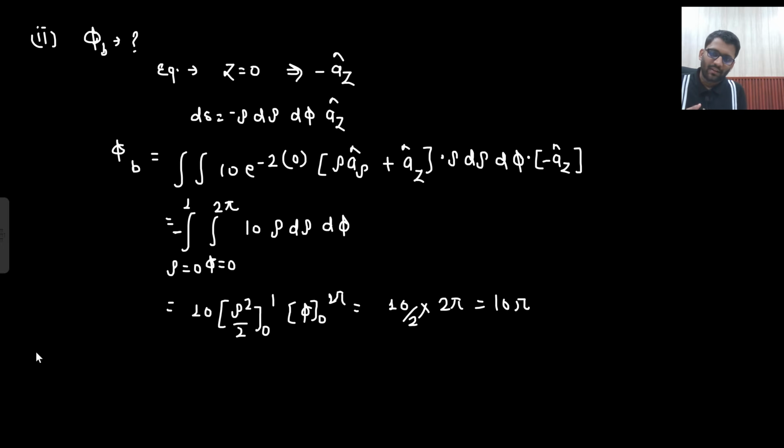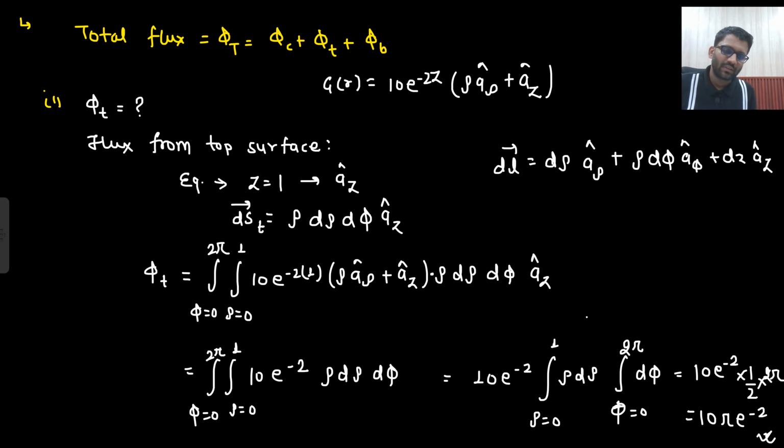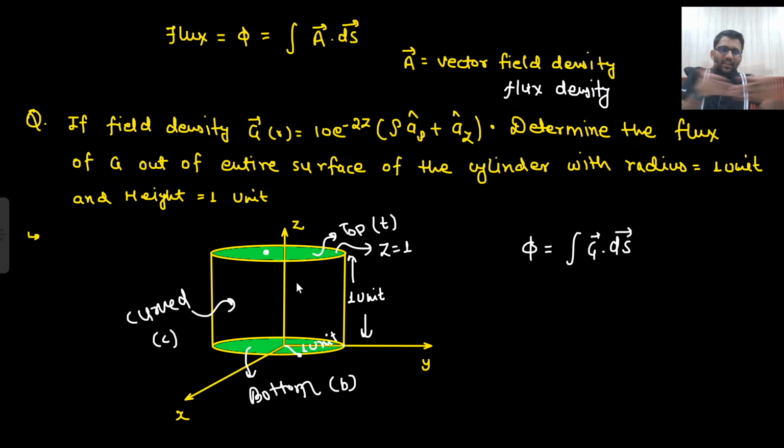Okay, this is the second. Then the curved surface also you need to write. What is the equation of the curved surface? Look, this is the curved surface, right? This is actually a hollow cylinder. They are asking from the entire surface. So what is the equation of this curved surface?